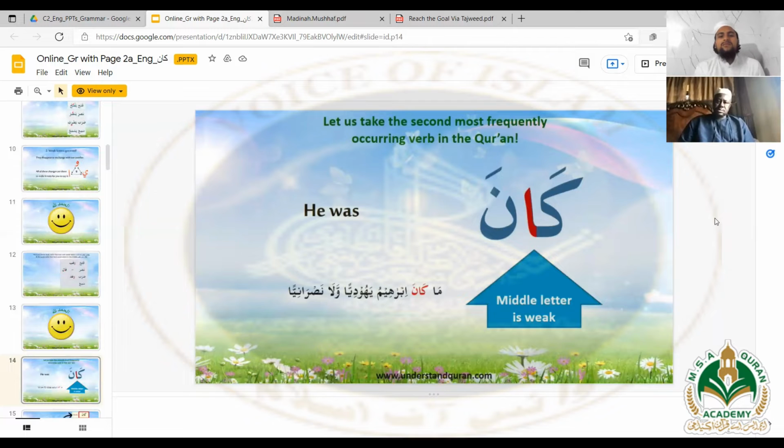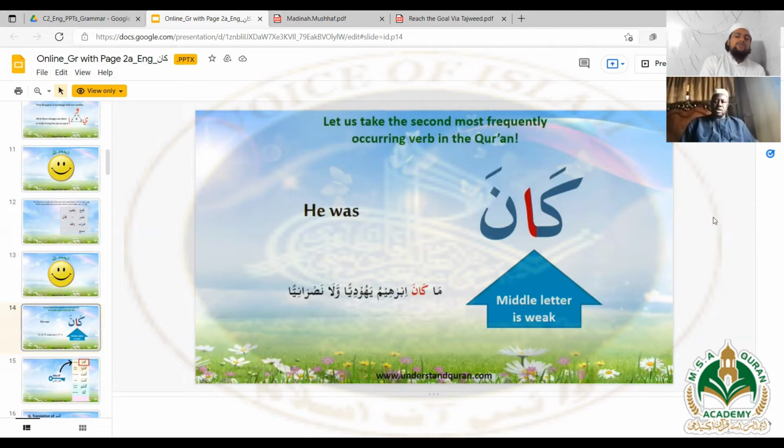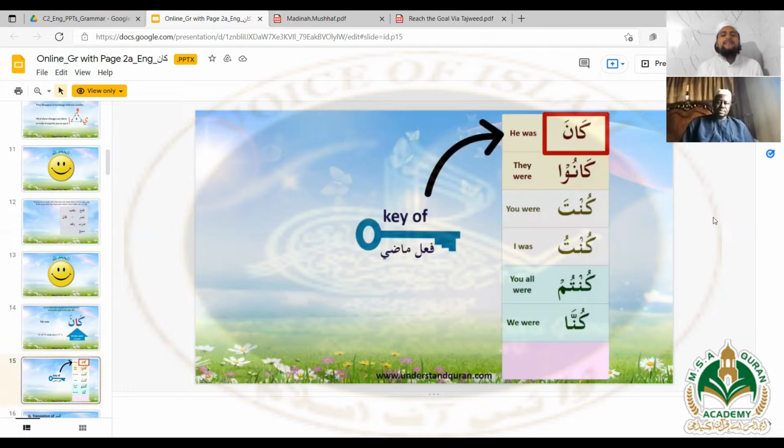Let's take the second most frequently occurring verb in the Quran, that is kana. Kana means he was. Middle letter is weak. And the example is: ما كان إبراهيم يهوديا ولا نصرانيا. So now I think you got it, that kana is he was.